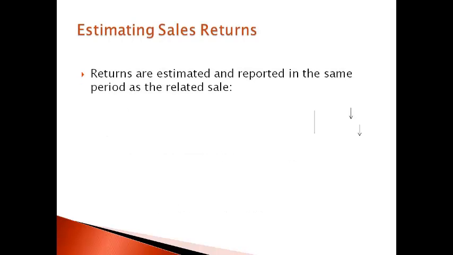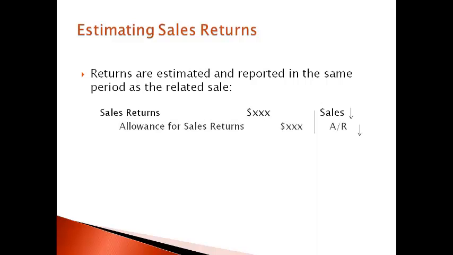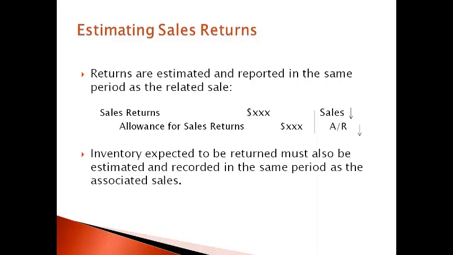Sales returns must be estimated and reported in the same period as the related sale to follow the matching principle. Sales returns is a contra account that reduces sales. Allowances for sales returns is a contra account that reduces accounts receivable. The value of inventory that is expected to be returned must also be estimated and recorded in the same period as the sales return.